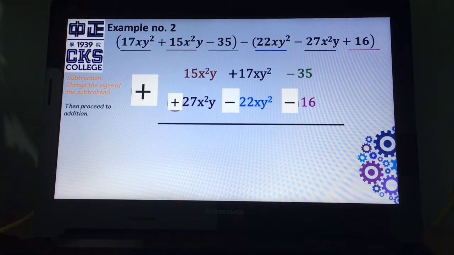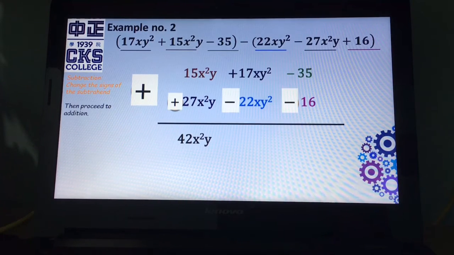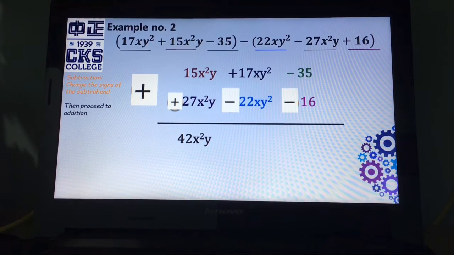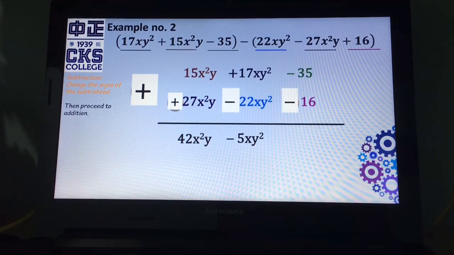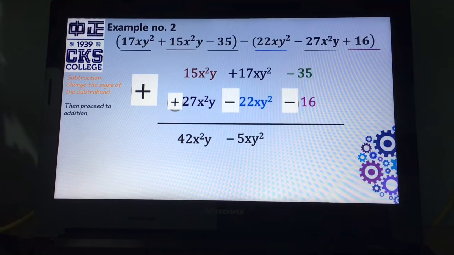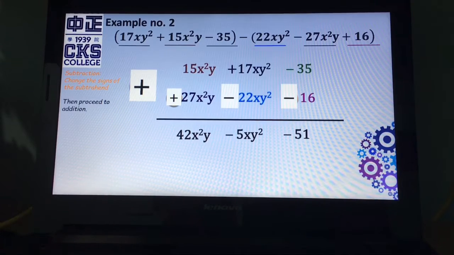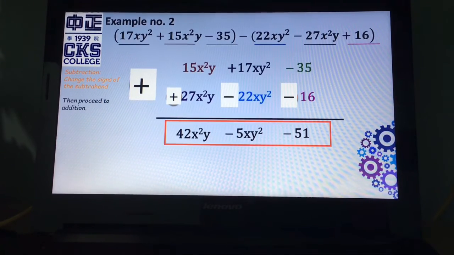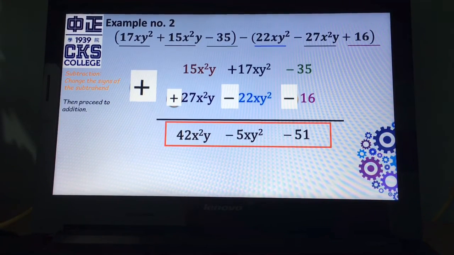So 15 plus 27 is 42. Then copy x squared y. 17 plus negative 22 is negative 5. Then copy xy squared. And negative 35 minus 16 is negative 50. So that would be our final answer. Don't forget to box it.